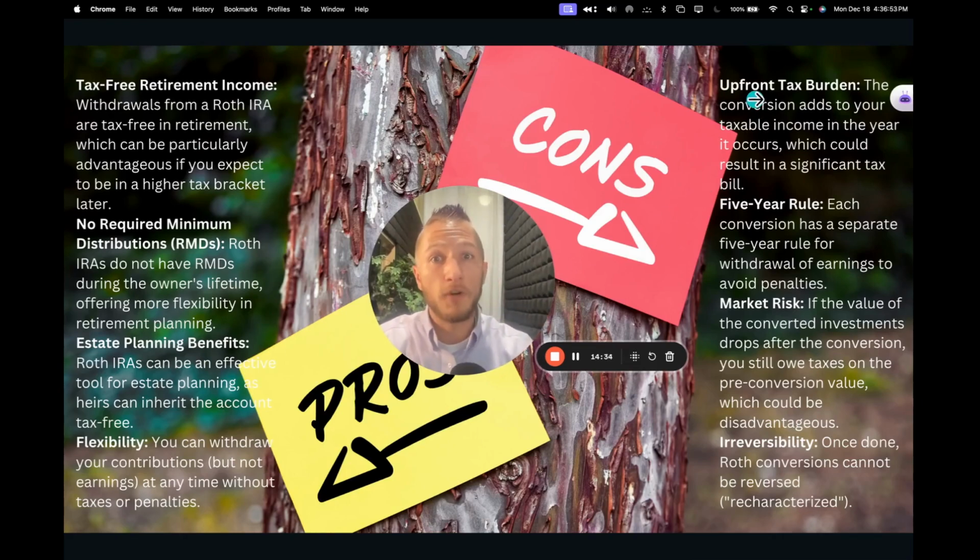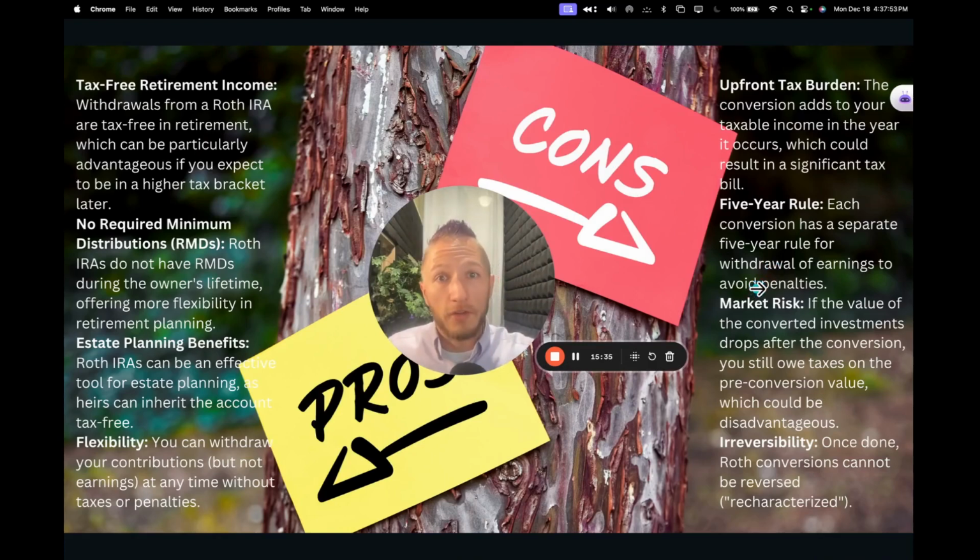So there is an upfront tax burden on any monies that you decide to convert with this situation, so be prepared to pay those bills. There is a 5-year limitation, as we've hit on a couple times now. That can be considered a con because you don't have immediate access to that money, whereas a contribution you do.